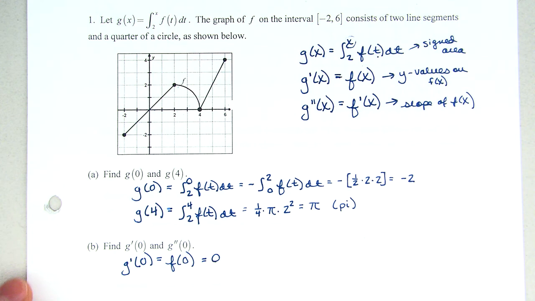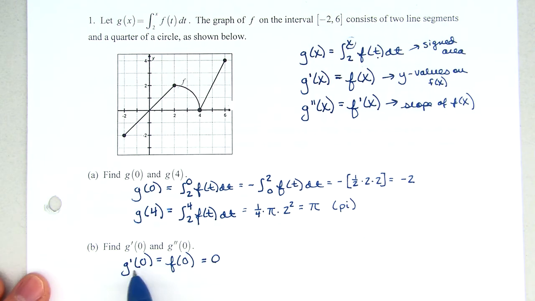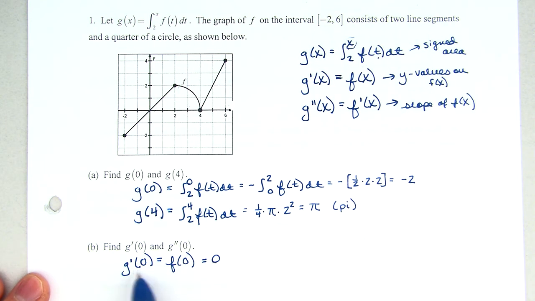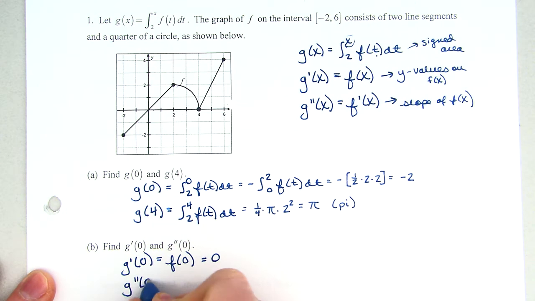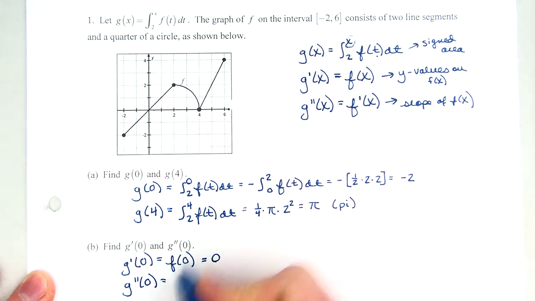And as far as the work goes, you do need to show throughout all of the things in this packet the connections between g and f. So g prime of 0, don't just tell me it equals 0, tell me it equals f of 0, which equals 0. Now, g double prime of 0, according to our formula, should equal f single prime of 0.